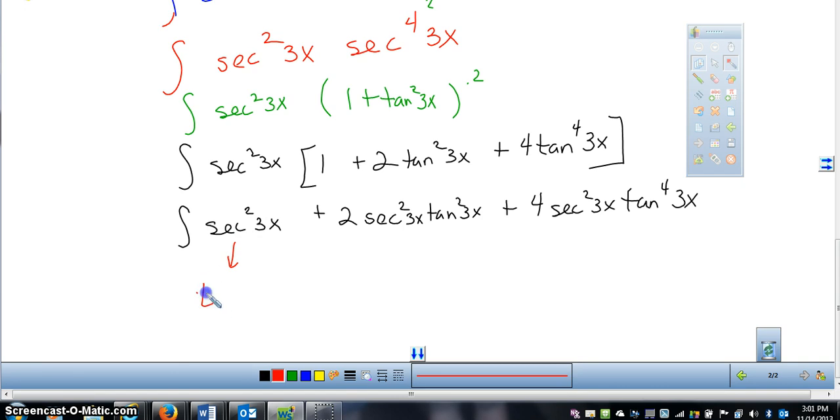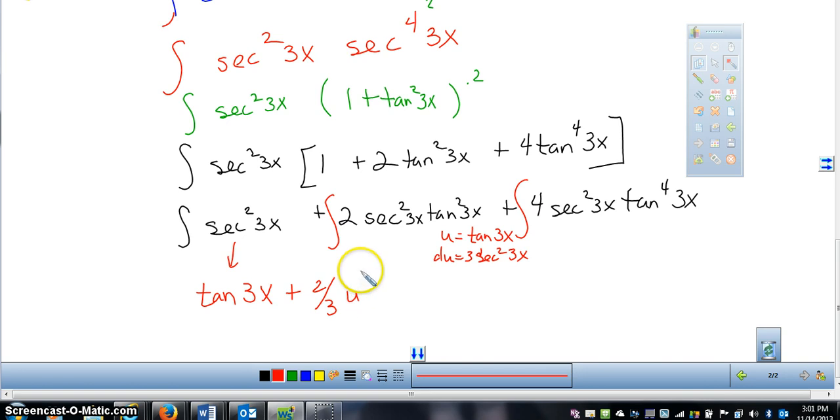Look at your sheet, it's just tangent of 3x. These ones on this side, you can let u equal tangent of 3x. So that means du is 3 secant squared of 3x. So you basically integrate these separately, and these secant squareds are going to go away. So I'd have plus 2/3 u, what do I have there? Is that tangent squared? U squared. Oh, I still need to integrate that.